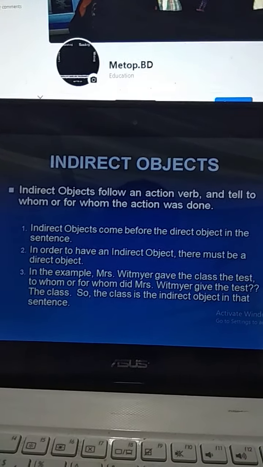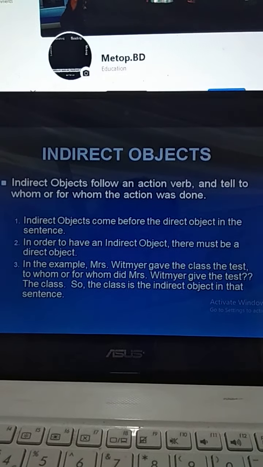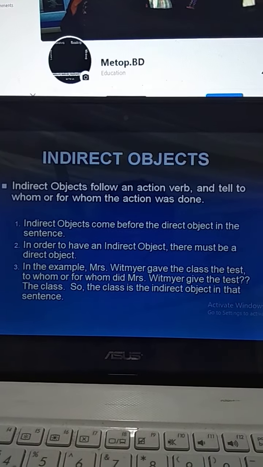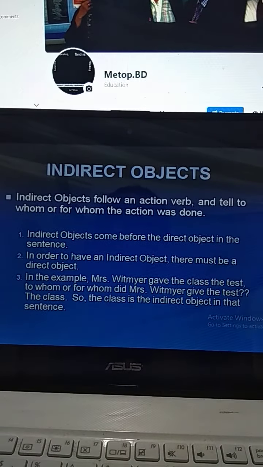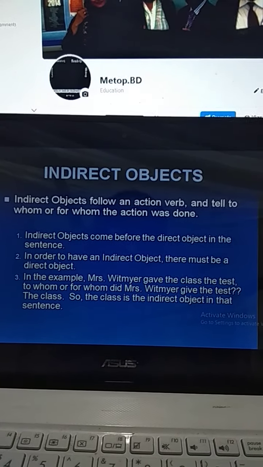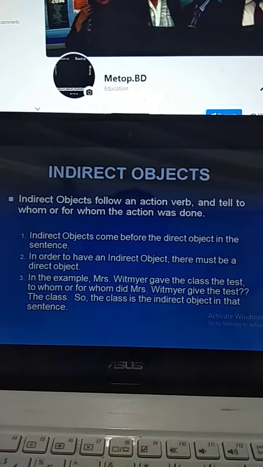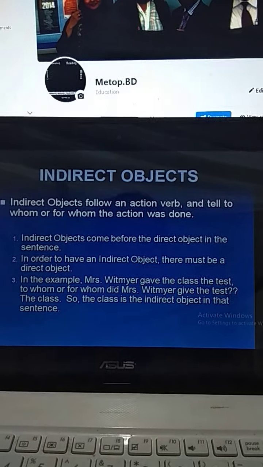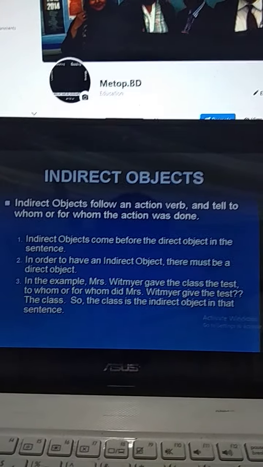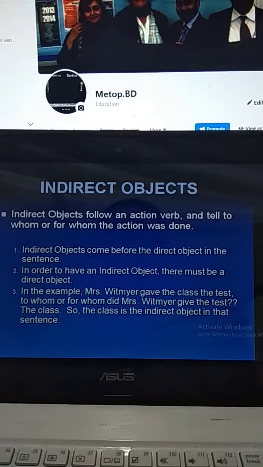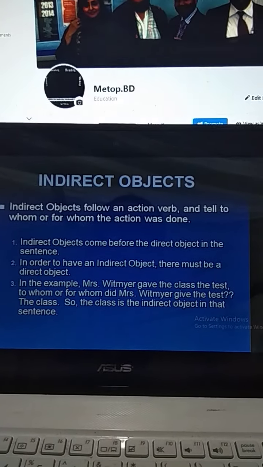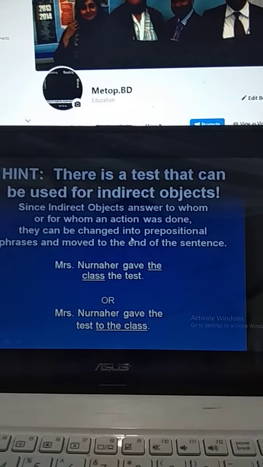In order to have an indirect object, there must be a direct object. In the example, Mrs. Noor Nahar gave the class the test. To whom or for whom did Mrs. Noor Nahar give the test? The class. So the class is the indirect object in that sentence. I think you're clear.